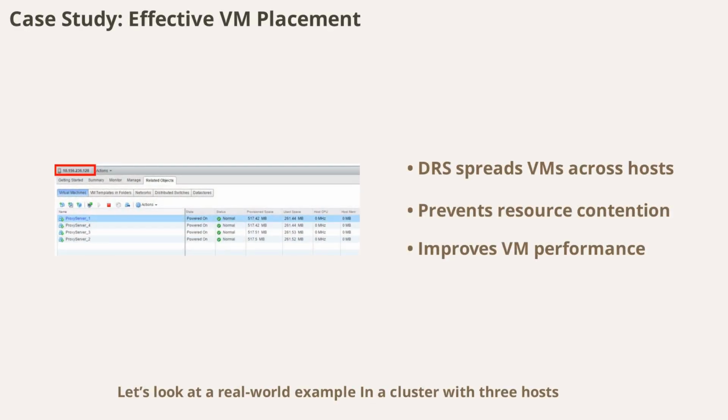Let's look at a real-world example. In a cluster with 3 hosts, powering on several CPU-heavy VMs without DRS results in all VMs landing on the same host, causing resource contention and CPU-ready time. When DRS is enabled, it calculates each VM's resource demand and places them across different hosts, eliminating contention and improving performance. This demonstrates how DRS's initial placement algorithm proactively prevents bottlenecks.